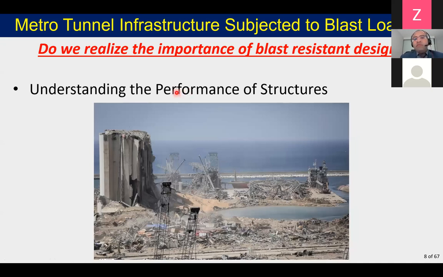Then here comes the modern performance-based design, which is nowadays a very hot topic of research. So whether or not we understand the performance of the structure.